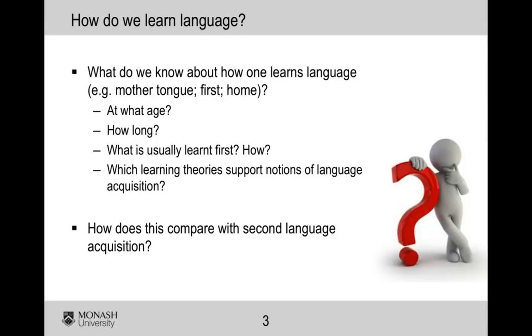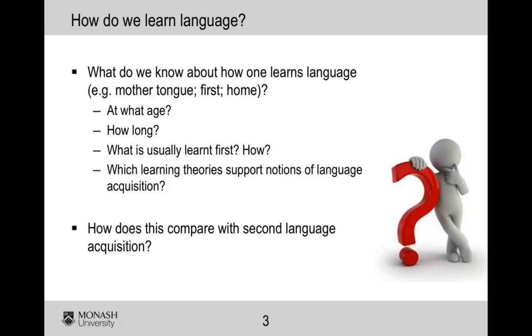When we think about learning theories and the notion of language acquisition in general, we often think of things like behaviorism, where if children hear things and they copy and imitate and they are positively reinforced, then they will continue to do those things.